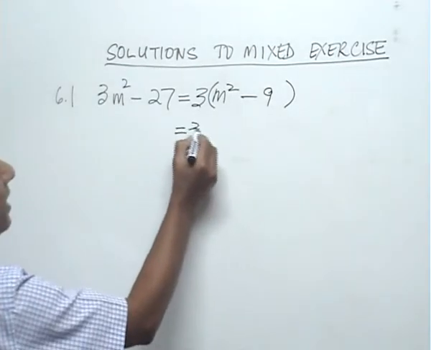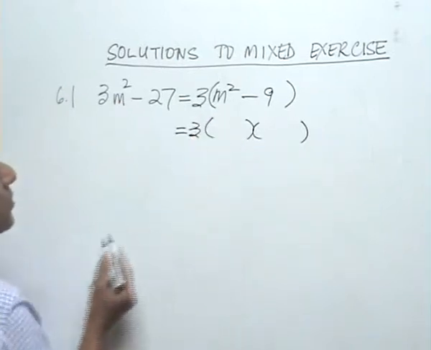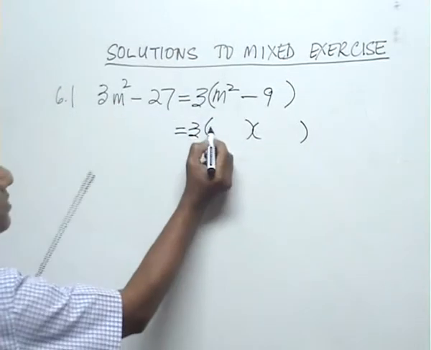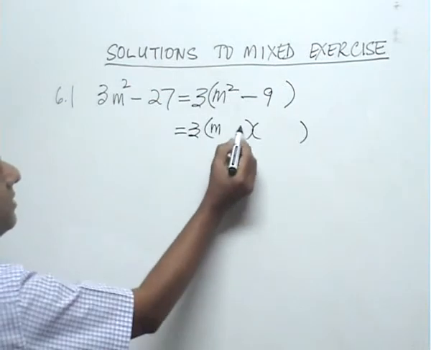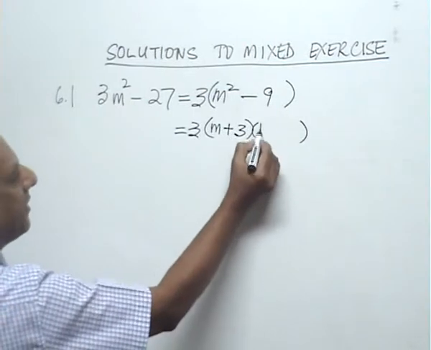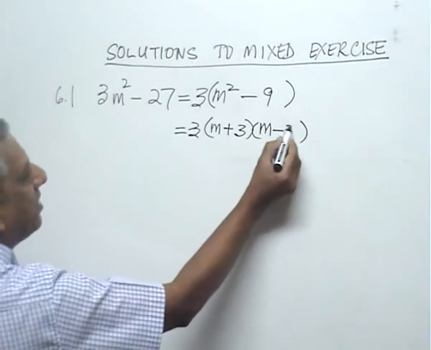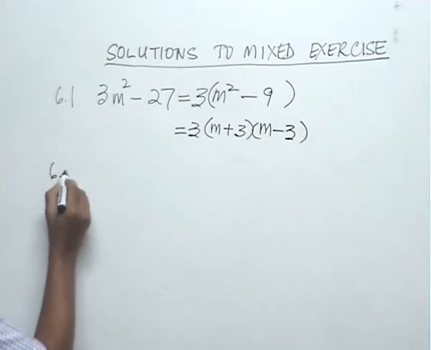So you bring down the 3 like that, and for the difference of 2 squares, the square root of m squared is m, and the square root of 9 is 3. One bracket will be plus, and the next bracket will be minus. Alright, let's move on to 6.2.